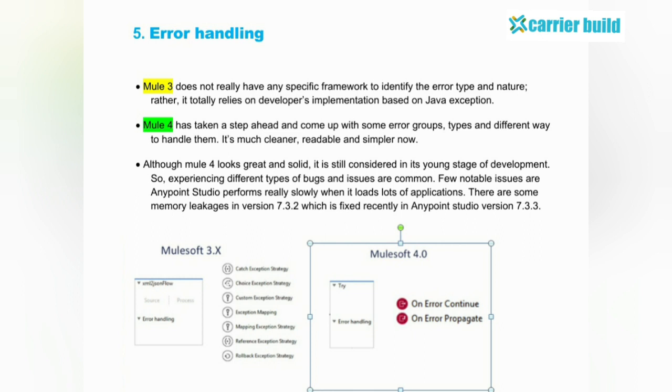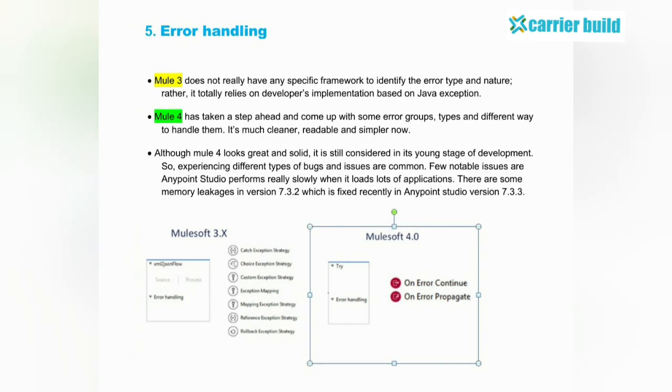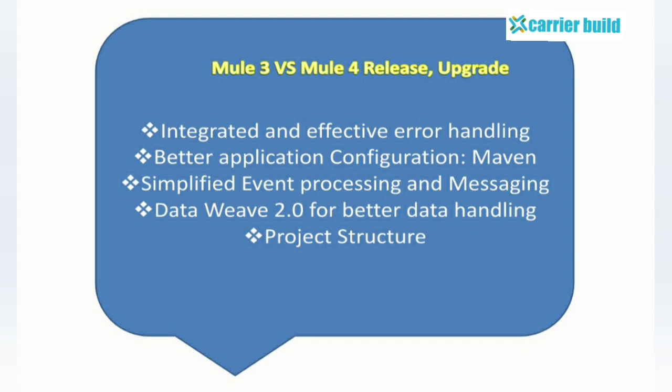Although Mule 4 looks great and solid, it is still considered to be in its young stage of development. So experiencing different types of bugs and issues is common. A few notable issues are that Anypoint Studio performs really slowly when it loads a lot of applications. There are some memory leaks in version 7.3.2, which were fixed recently in Anypoint Studio version 7.3.3. Below is the difference between MuleSoft 3.x and MuleSoft 4.